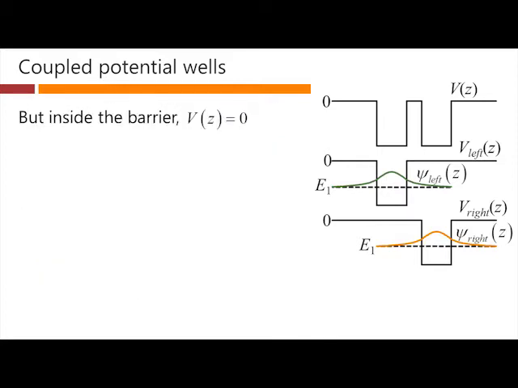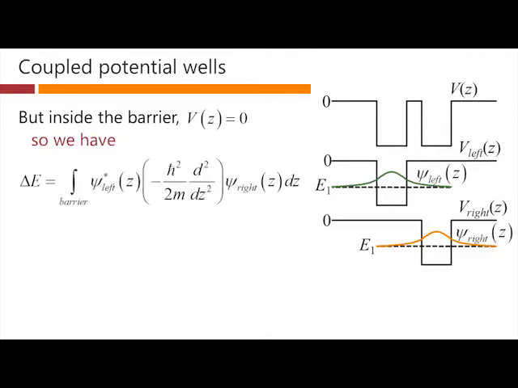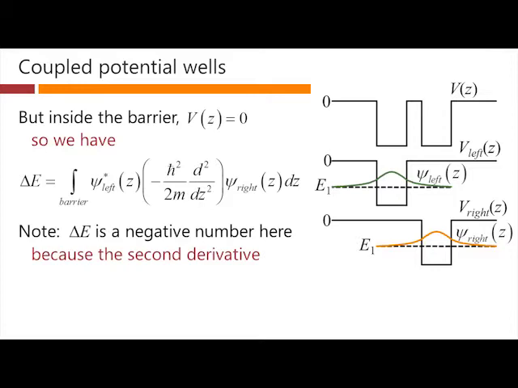As I said, inside the barrier, V of z is actually equal to 0, so this simplifies to the following integral that we're going to be looking at, and this delta E is going to come up in our matrix elements. Incidentally, here delta E happens to be a negative number. This is not particularly important, but if you're checking through the algebra, you might get confused if you don't realize that particular point. And that's because the second derivative within the barrier here, for example, of psi right, is greater than 0. So this second derivative of psi right is greater than 0 within the barrier, because the gradient is actually increasing in that region.